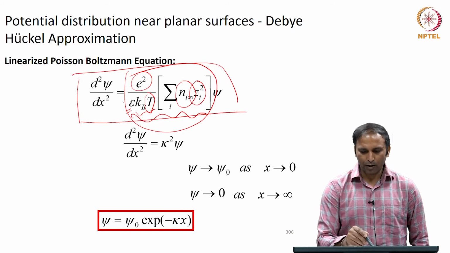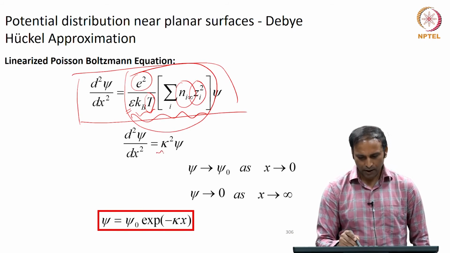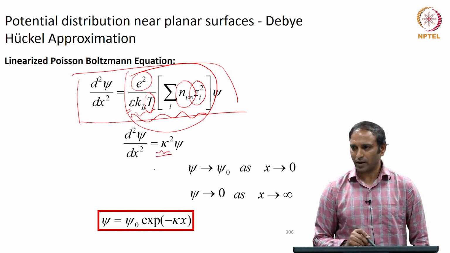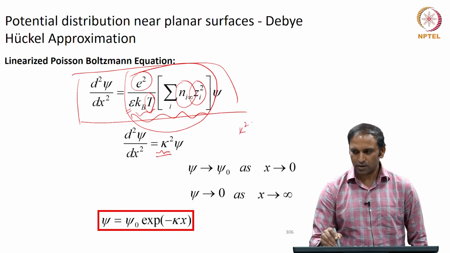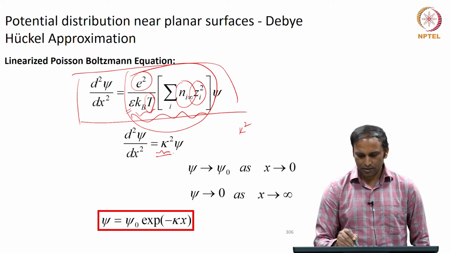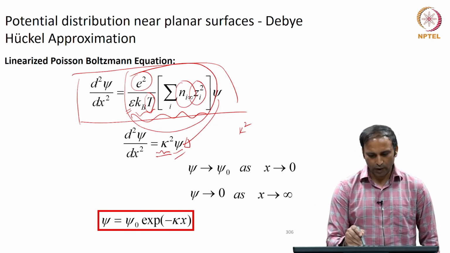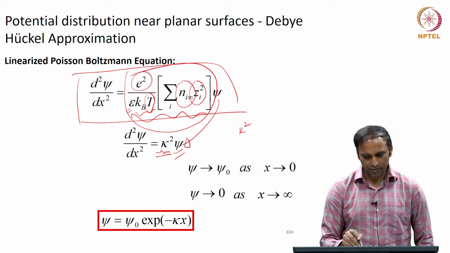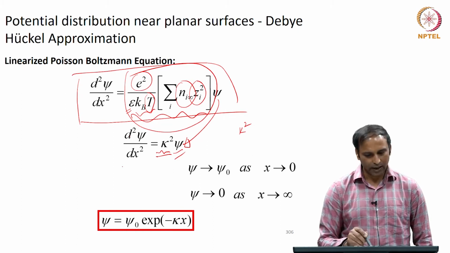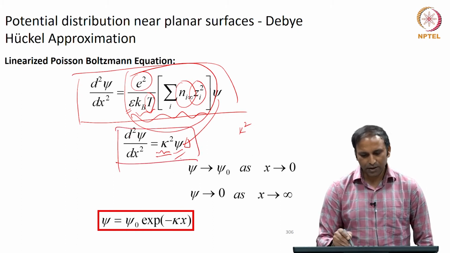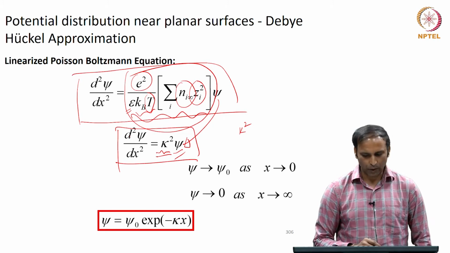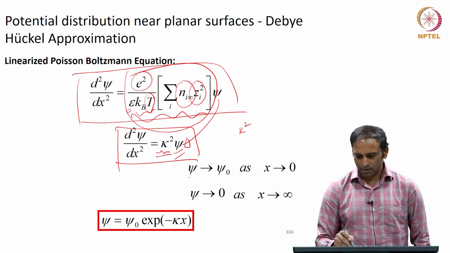Therefore, I can plug all these constants together and call it kappa square. It is kappa square times psi. Therefore, d square psi by dx square becomes kappa square into psi. Okay, that is your linearized Poisson-Boltzmann equation, and of course, I can solve this, right.